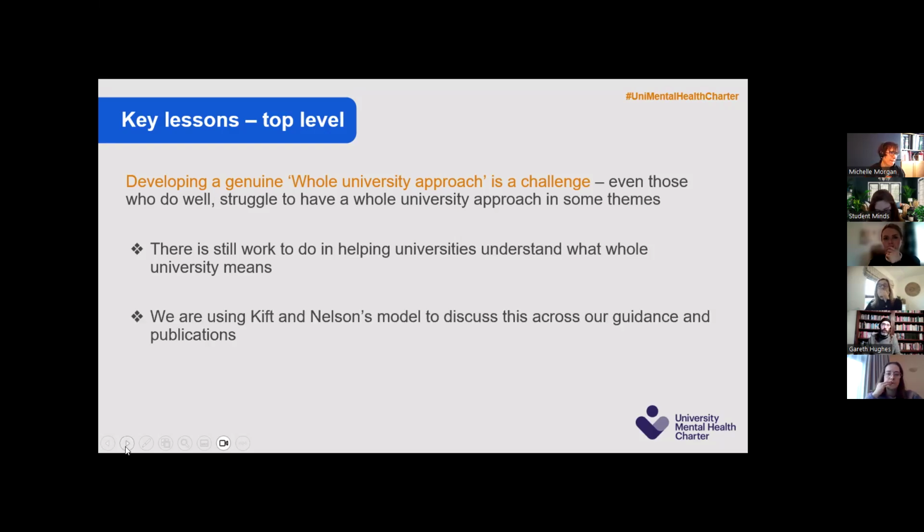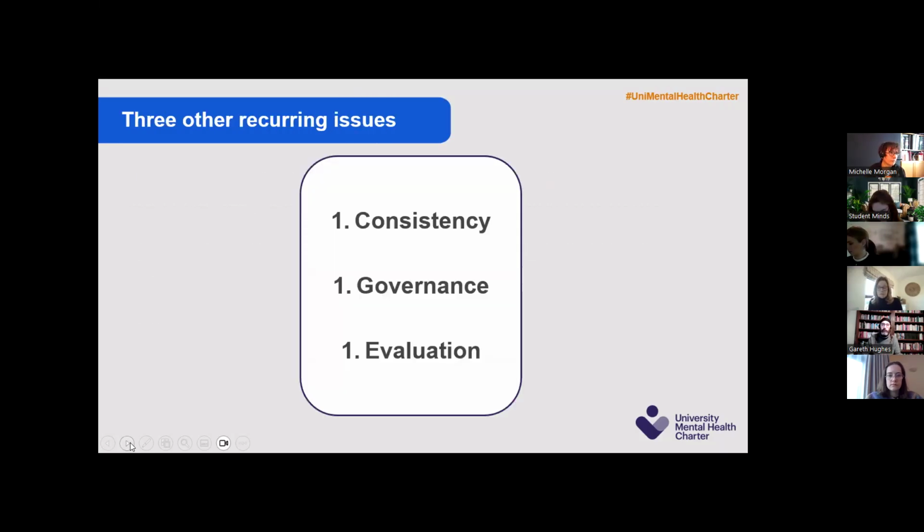What we've started to do now in everything that we do is we've selected Sally Kift and Karen Nelson's model of the generational change that happens within universities to talk about what whole university means and the process that universities go through to bring about that change. I'll talk about that in a little moment, but if you read the framework and the insights report and the award handbook, and you see the webinars that we're delivering to universities, you'll see that we are consistently using that same model to talk to universities about what whole university actually means, so that they're getting a consistent message. And that is getting through to universities in terms of what they actually need to do and what they need to be working on. So that model seems to be something that people are finding helpful.